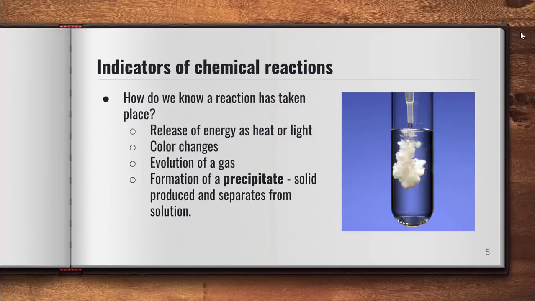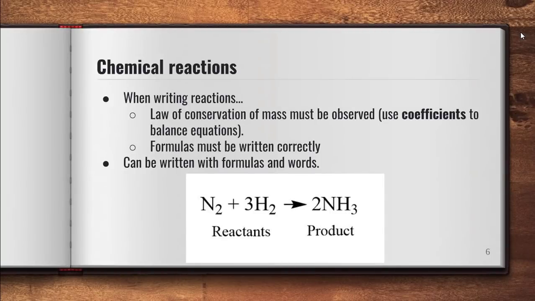And then lastly would be a formation of a precipitate, which is a solid produced that separates from a solution. So when we sometimes mix two solutions together, we actually produce a solid from that, and that solid appears at the bottom of the chemical reaction. So those are some things to keep in mind for knowing when and how a chemical reaction might have taken place. So when we write chemical reactions, we need to make sure we follow a few rules.